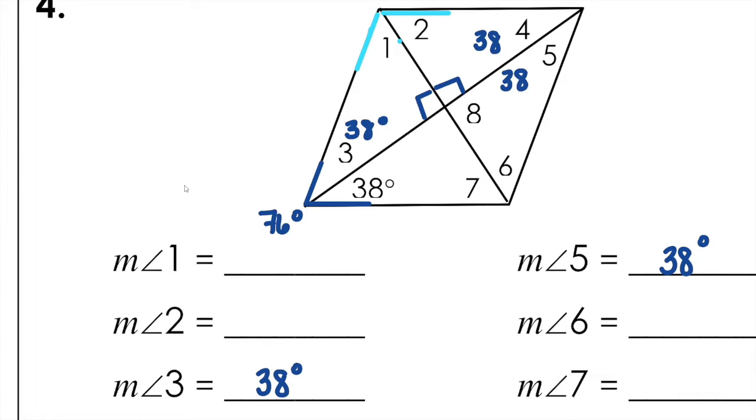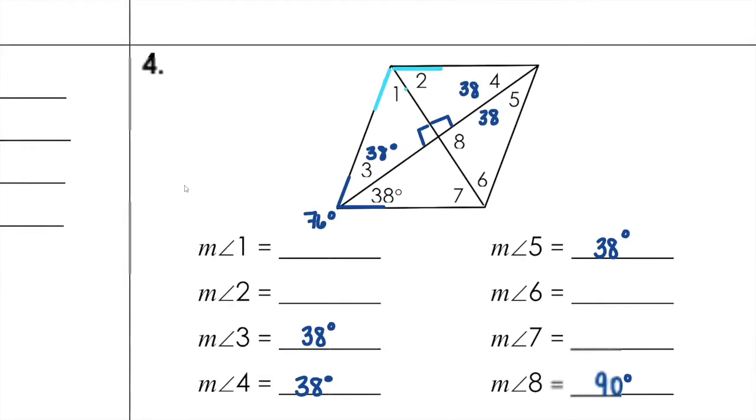Consecutive angles in a parallelogram are what? Supplementary. So let's say this light blue angle is theta. Okay. So theta plus 76 must equal 180 degrees.